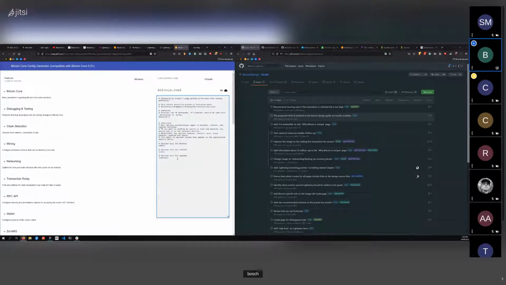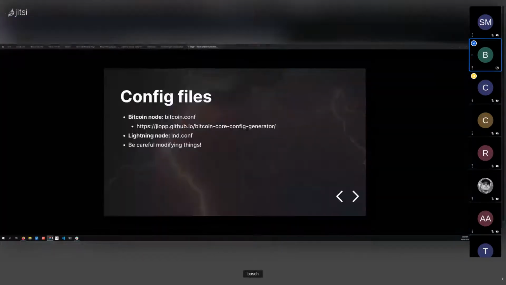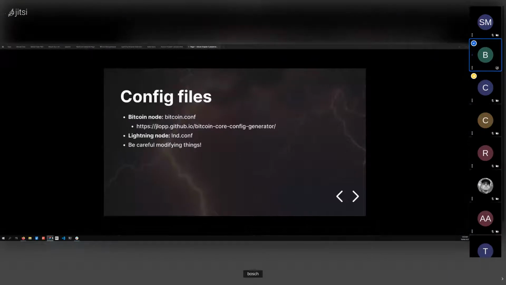But if you're not that tech savvy, I would maybe not play around with this unless there's some urgent need to. Say, for example, if you have severely limited bandwidth capacity and you need to lower the amount of bandwidth that your node uses, it might be something you need to play around with. You can also set things like your RPC password and username, which can be used to connect wallets and stuff to your node.